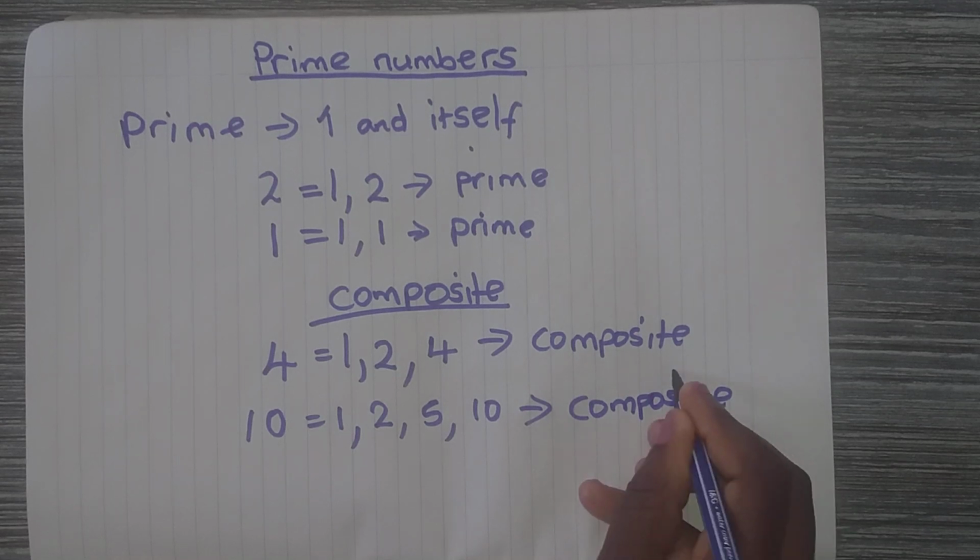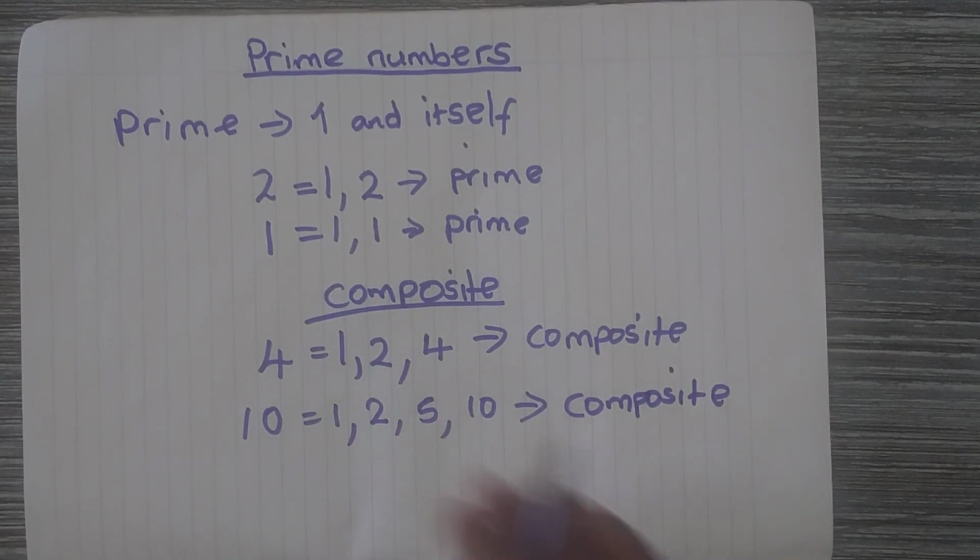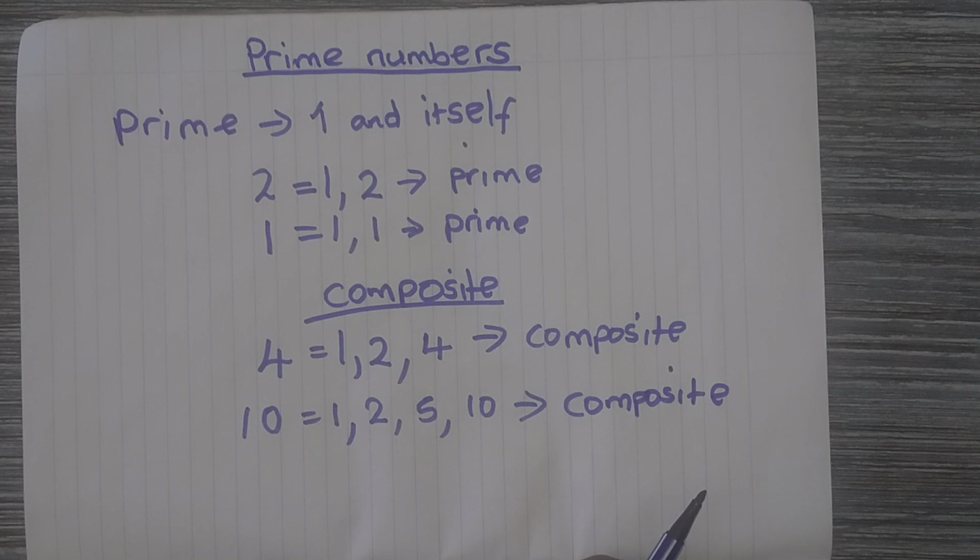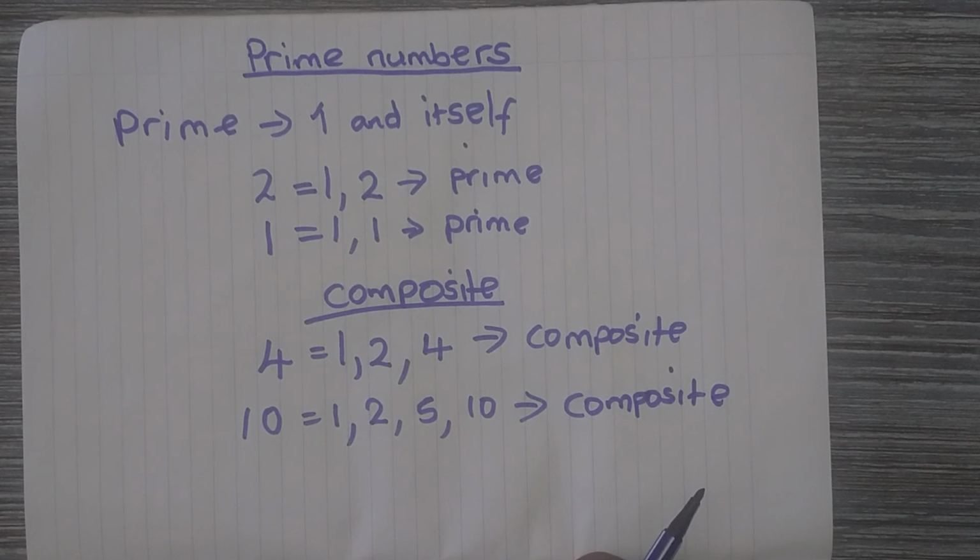So this is the difference between a prime number and a composite number. Remember, for a number to be called prime, it should only be divided by 1 and the number itself. If it cannot be divided by 1 and the number itself, it is called a composite number.